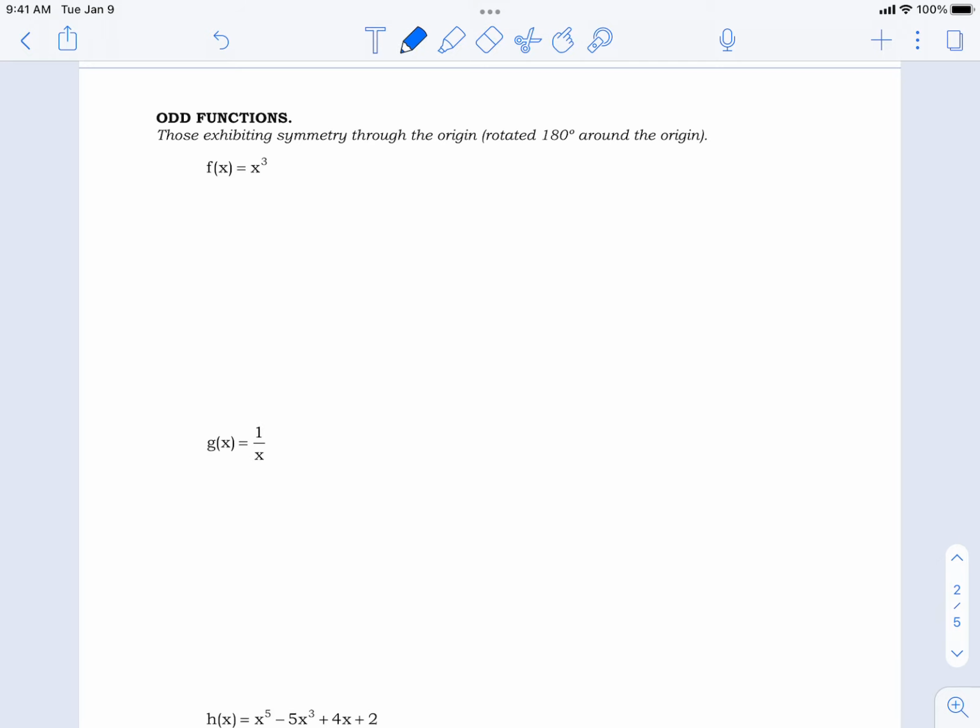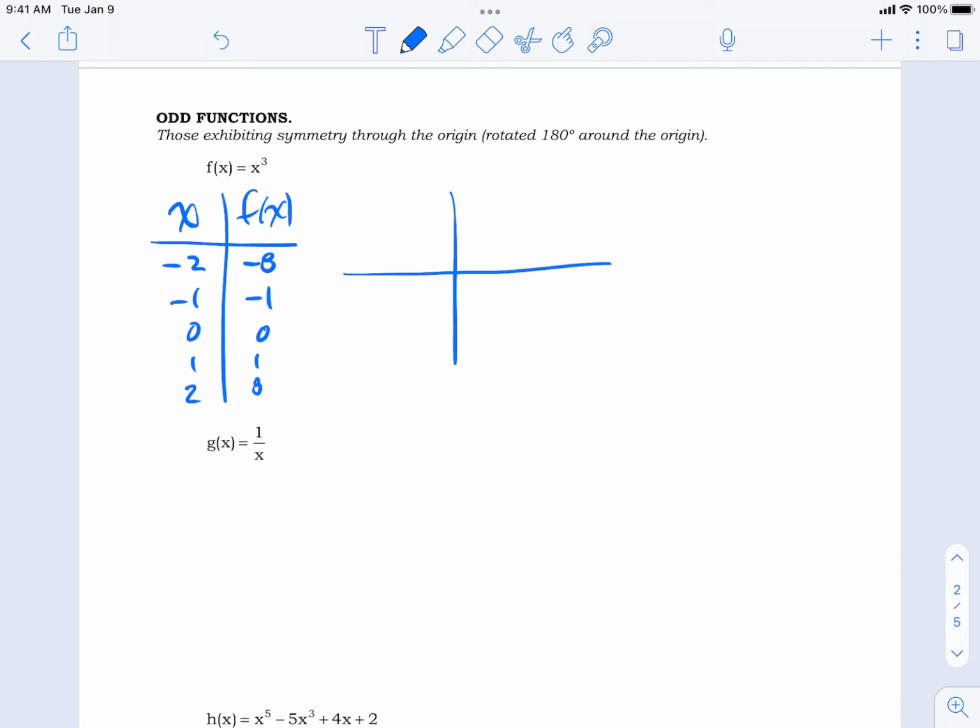And the good news is we've seen this function before, haven't we? I hope so. So if you plug in something like negative 2, negative 1, 0, 1, and 2, what's happening? Negative 2, when you cube it, you get negative 8. Negative 1, 0, 1, and 8. So when you go to graph this thing, and I don't know if I want to go all the way to 8 here. Oh boy.